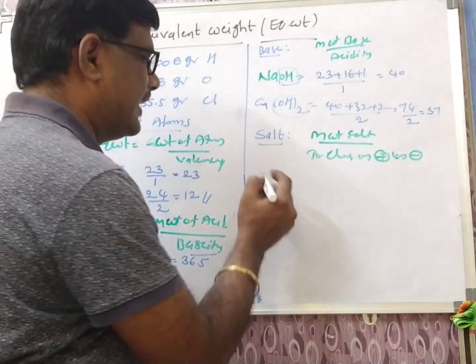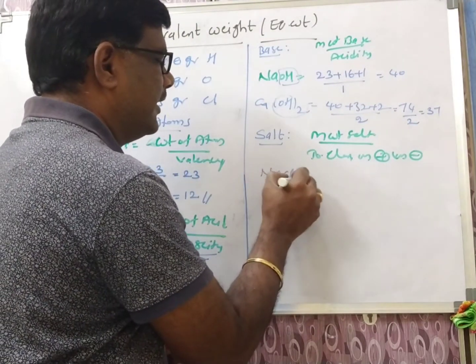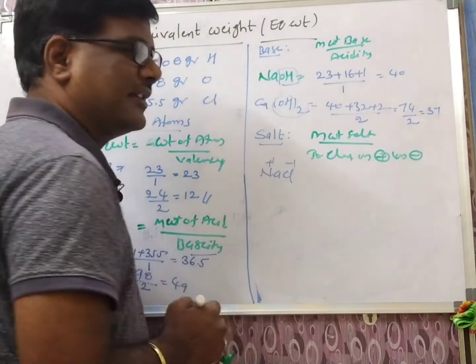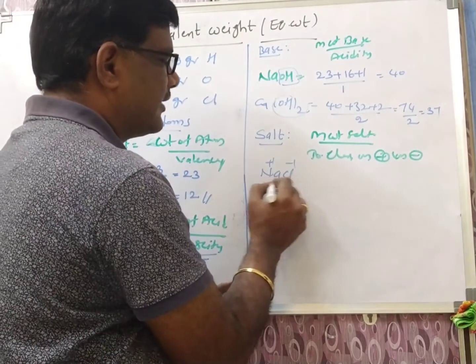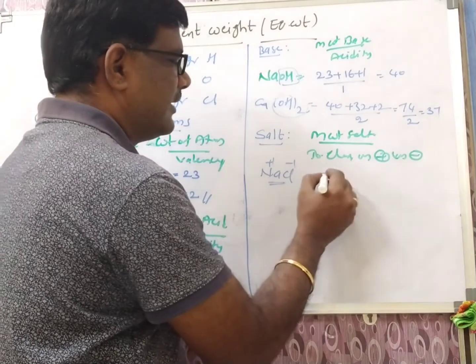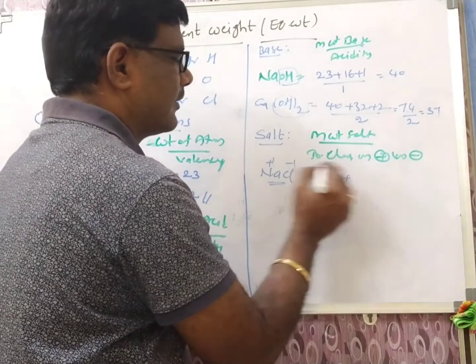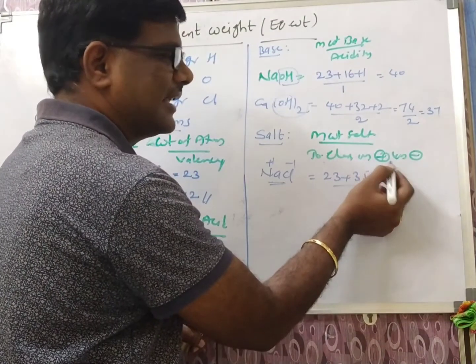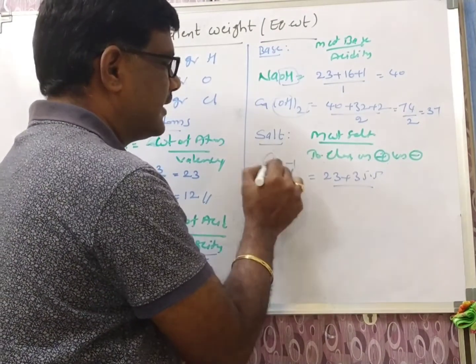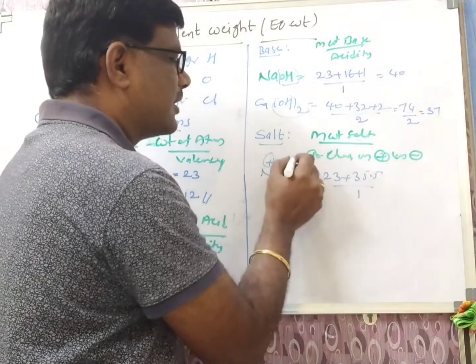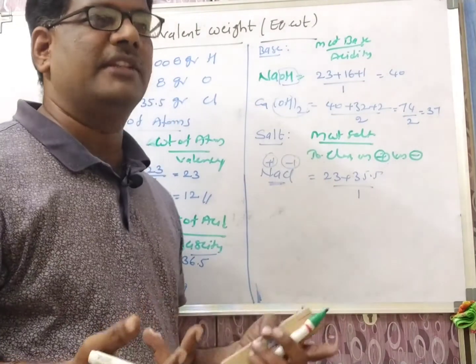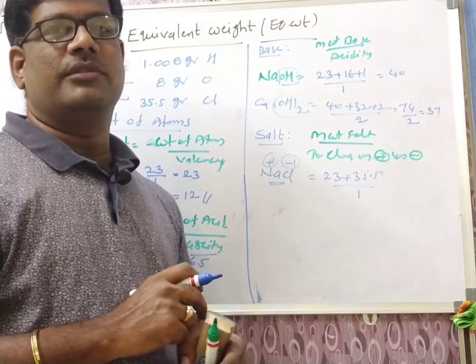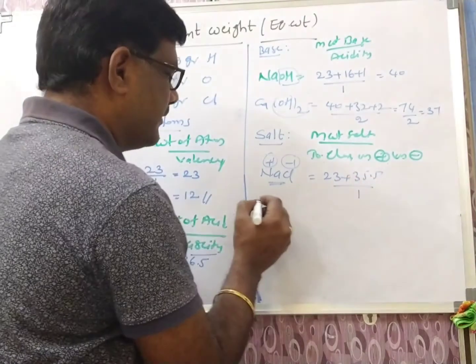For example, I will take sodium chloride. Na plus and Cl minus. You have to calculate the molecular weight of sodium chloride: 23 plus chlorine 35.5, divided by the total charge on the cation or anion. The total charge on the cation is plus 1, or on the anion minus 1. You take the magnitude only, that's why it is equal to 1.